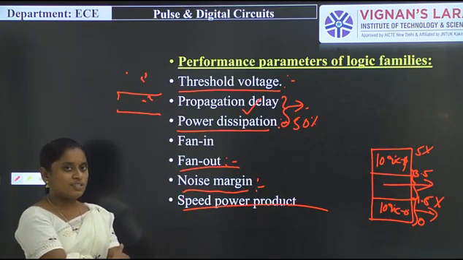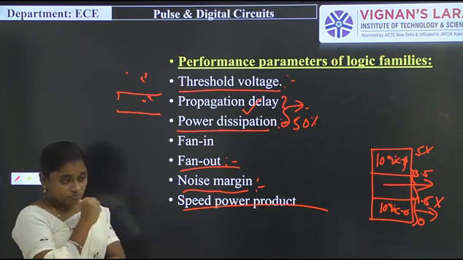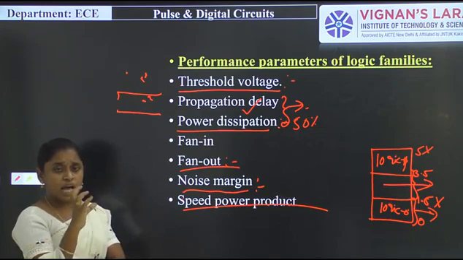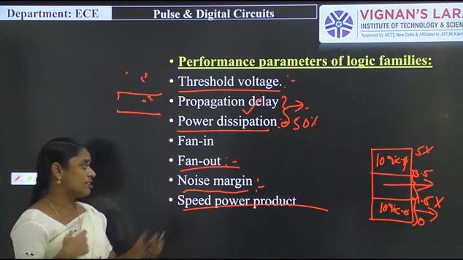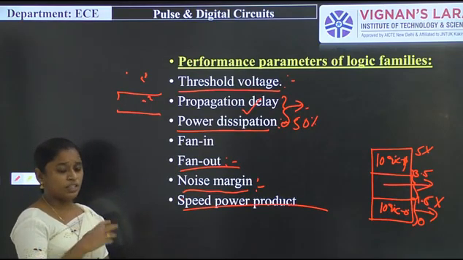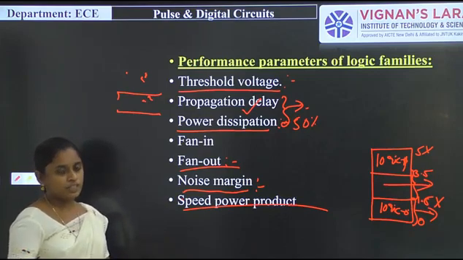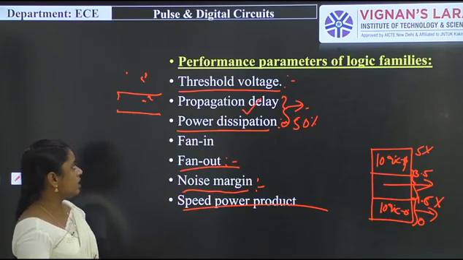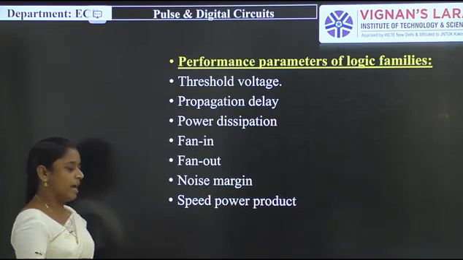And the next one is noise margin. Simply, the maximum noise signal applied at the input side which may not affect the output is known as noise margin. And speed power product is a product of propagation delay and average power dissipation. So that is about the performance parameters of this logic family.